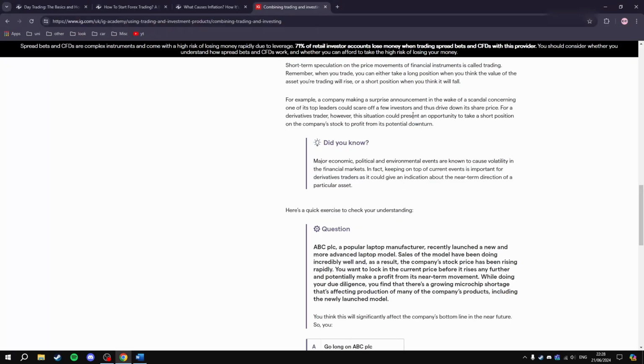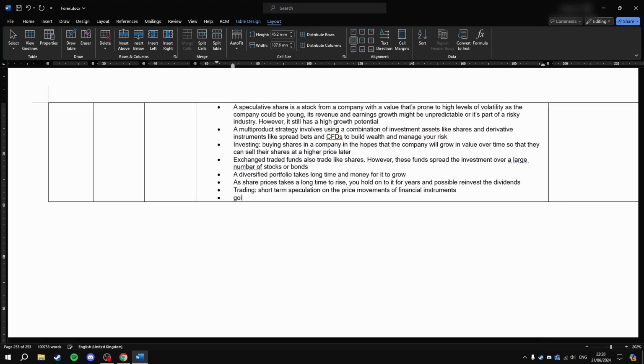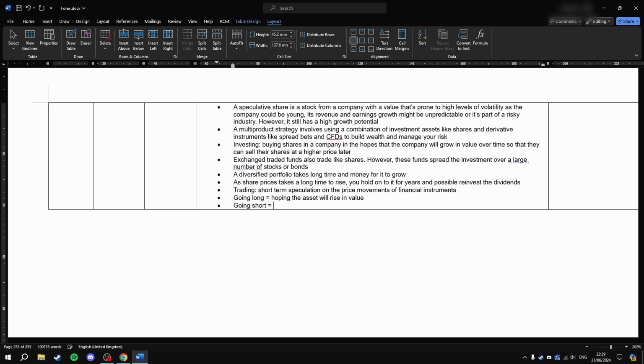Remember, when you trade, you can either take a long position when you think the value of the asset you're trading will rise, or a short position when you think it will fall. Going long equals hoping the asset will rise in value. Going short equals hoping the asset will fall in value.